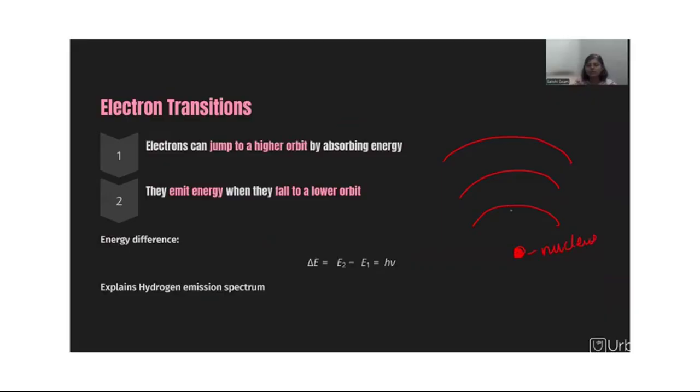So let us consider this is the first shell and there is an electron here. Now the electron, when it absorbs energy E, basically absorbs energy and it can jump to a higher orbit. Let's say n is equal to 3. So it jumps here. Now when it is jumping up, it has higher energy because it has absorbed energy.